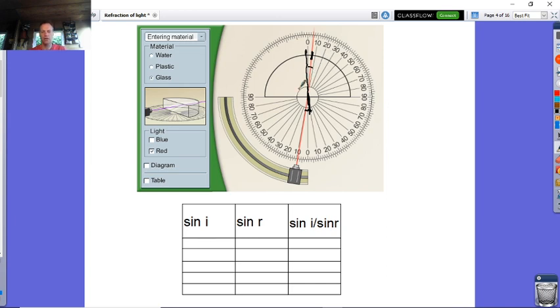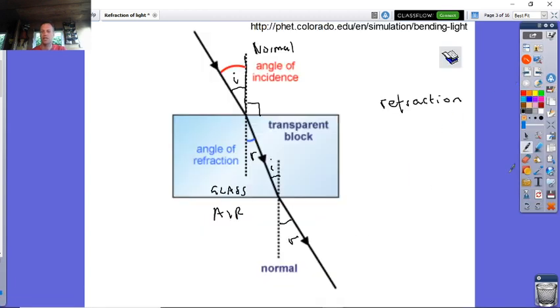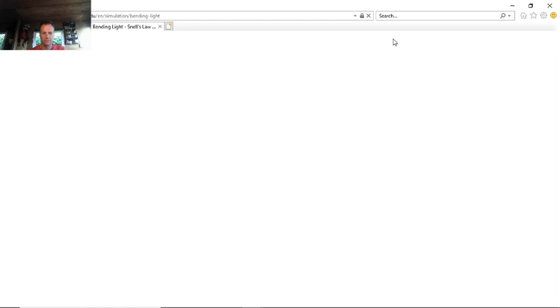Now, obviously, we can't do that here, but you can, because I've got a simulation that does it. So I'm going to put this link also into the Edmodo post, and it's using a wonderful PhET software.